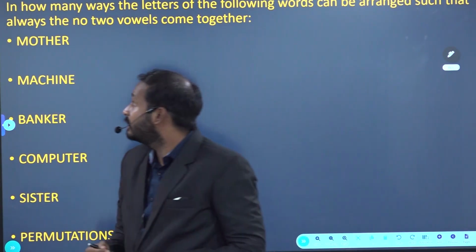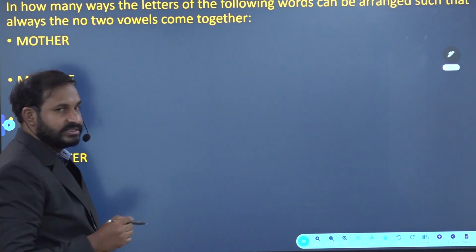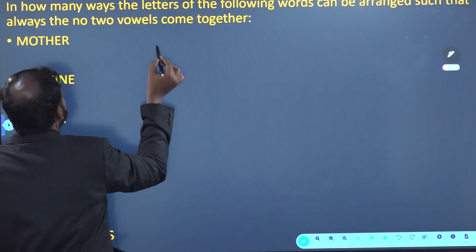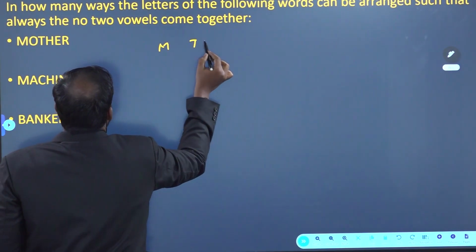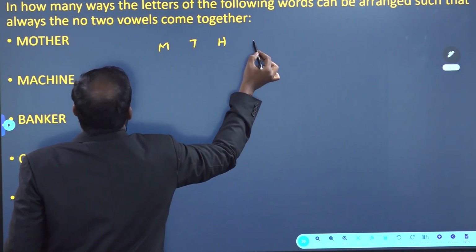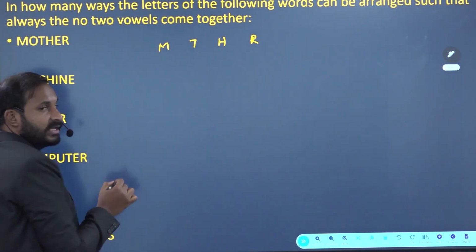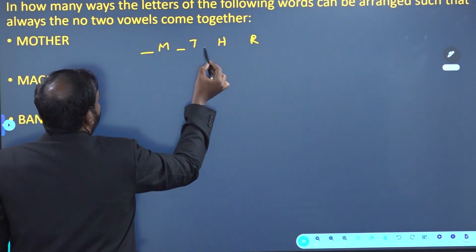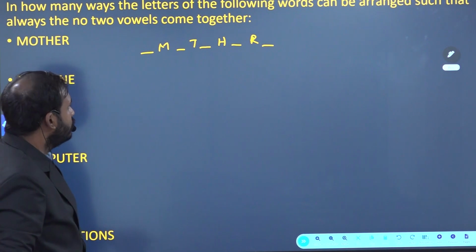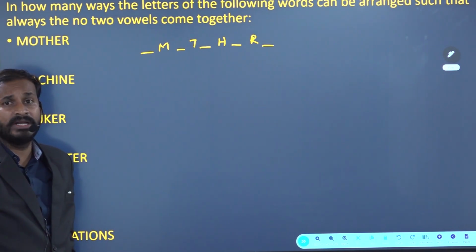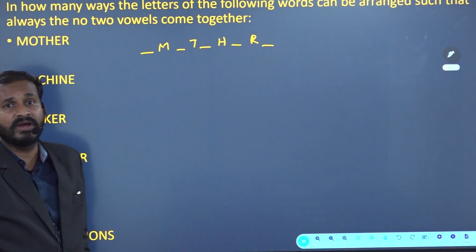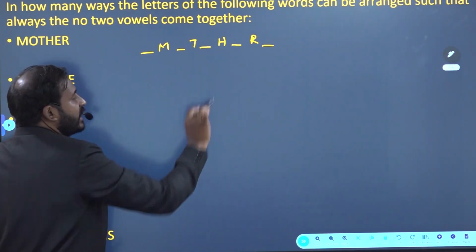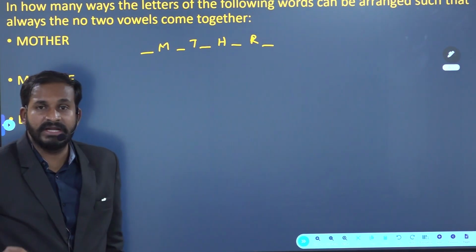Right. Now see here, in how many ways the letters of the word mother can be arranged. So vowels should not come together, right? So first arrange the consonants. When you arrange consonants, M, T, H, R are the consonants I have, and vowels I have are O and E. Now I can arrange O here, 1, 2, 3, 4, 5. So how many vacant places I have here for me? I have 5 vacant places here. So I can place this O and E wherever I want.